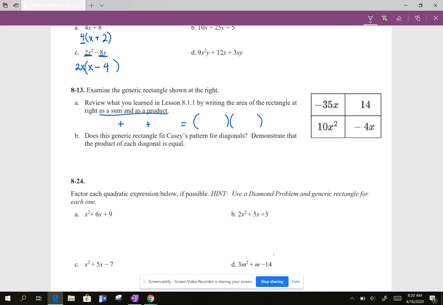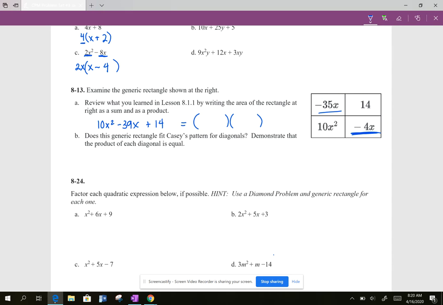I can write the sum right away. That's just adding everything on the inside. 10x squared plus, let's add these x's together. Negative 4x plus negative 35x would be minus 39x, and plus 14 right here.